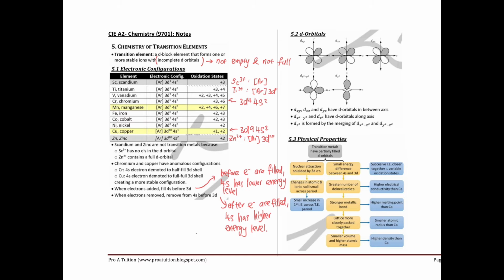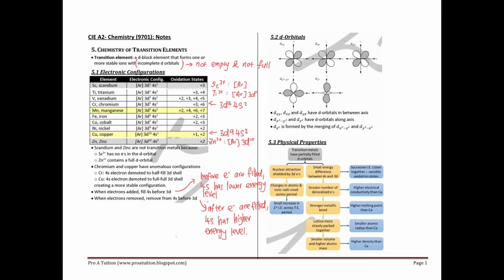So you know, normally we write it like this, or we draw it in this way. 3d is 5 boxes in this way, and then 4s is 1 box, 1 orbital. So 3d has 5 orbitals. Okay, now let us look at the shape of the orbitals.